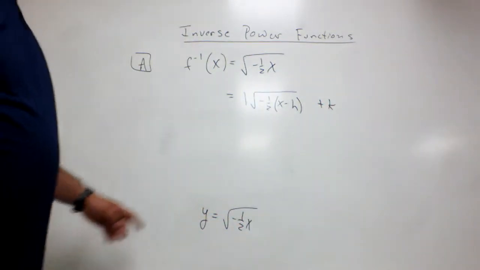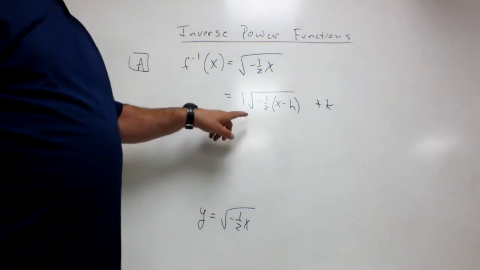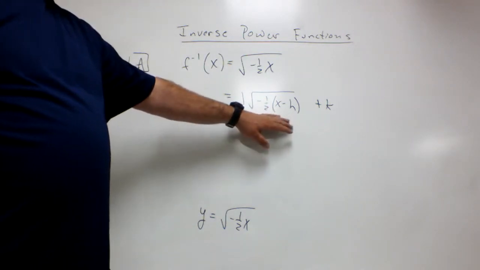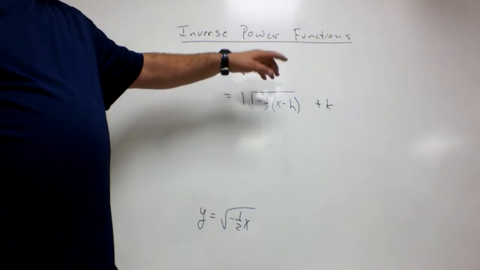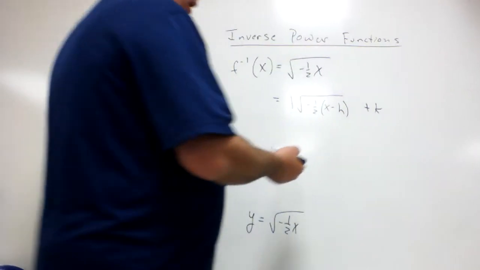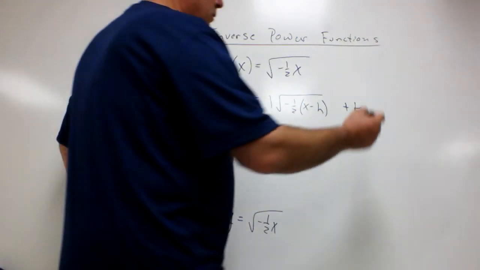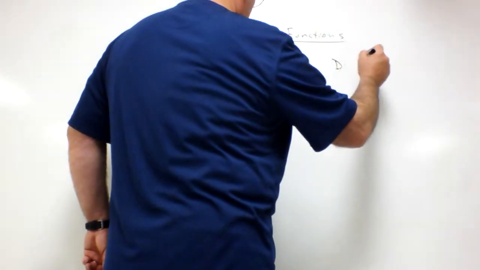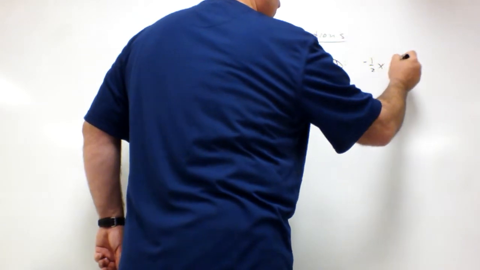Okay, and what we're going to do though is set the centerpiece greater than or equal to 0, right? Because we can't take the square root of a negative. So we're going to take the negative 1/2 x and force it greater than or equal to 0.